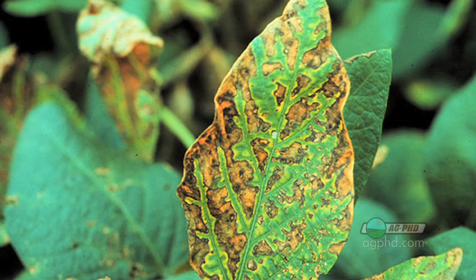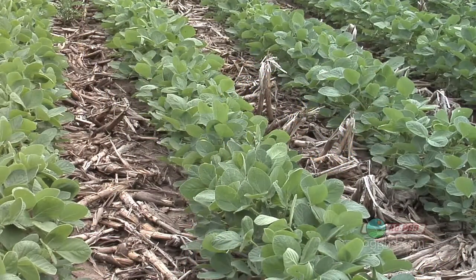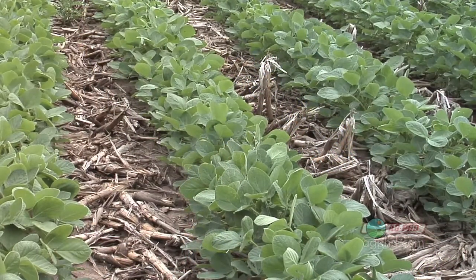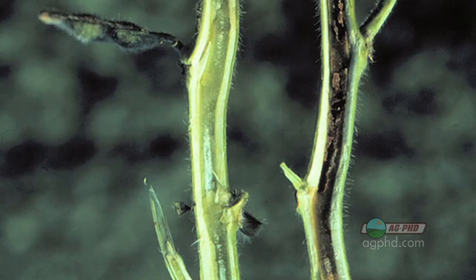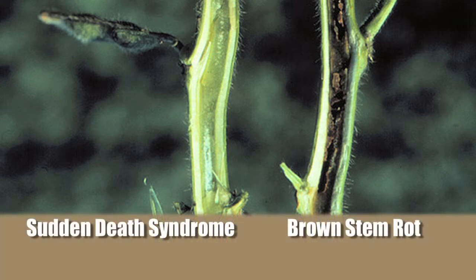So what we want to talk about is if you've got some diseases that start popping up in your fields, first of all, identifying which diseases you have and then dealing with them for the next year so you don't have those problems pop up again. Now there are two of them that are real common that we're going to talk about today that are often misdiagnosed as the other one. It's brown stem rot and sudden death syndrome.